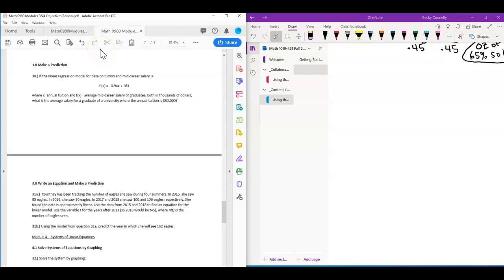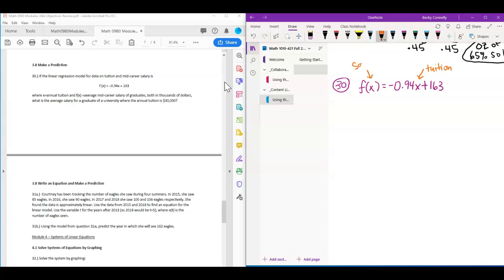All right, and this one has some trickiness to it too that I wanted to point out. So on number 30, it says, if the linear regression model for the data on tuition and mid-career salary is given by this function, f of x equals negative 0.94x plus 163. All right, so here's our function that models that. But notice it says x is our annual tuition. All right, so I'm going to write a few of these things in here. So this is tuition, the x, and then it says the y, or the f of x, is the salary, right? So I'm just going to write that here so we remember what's what.